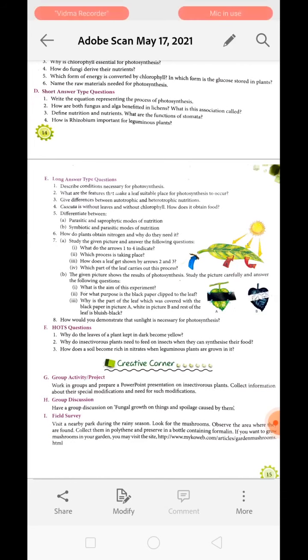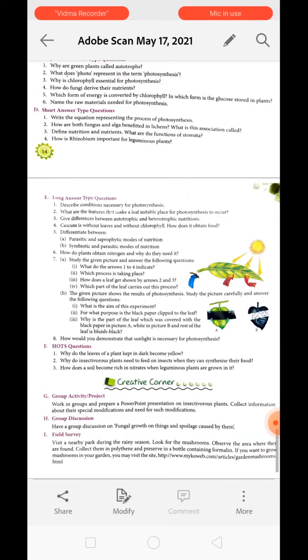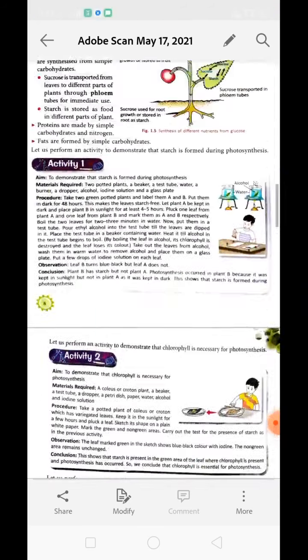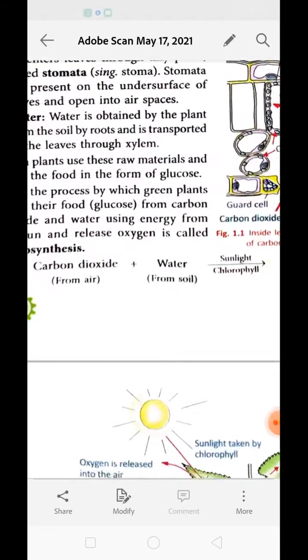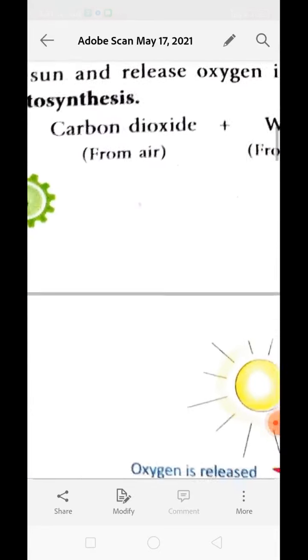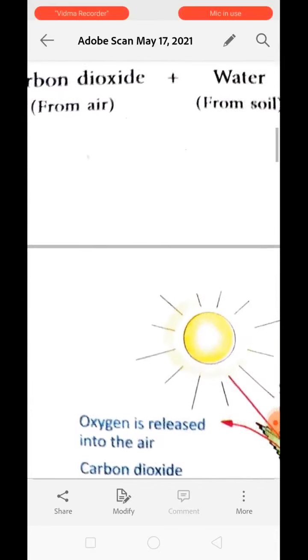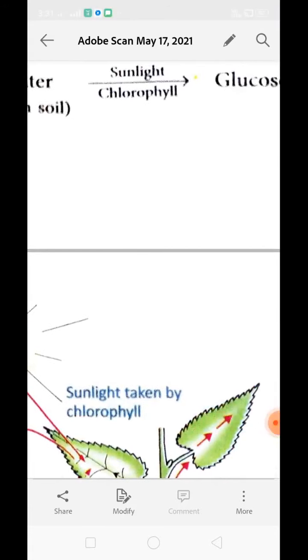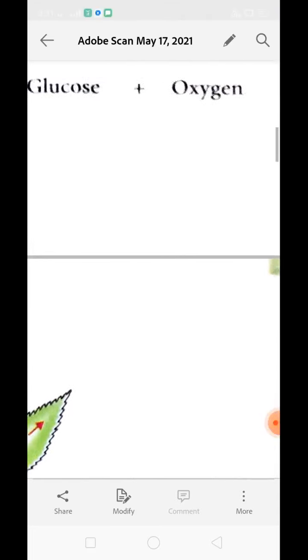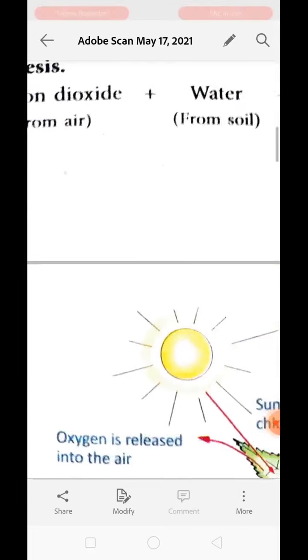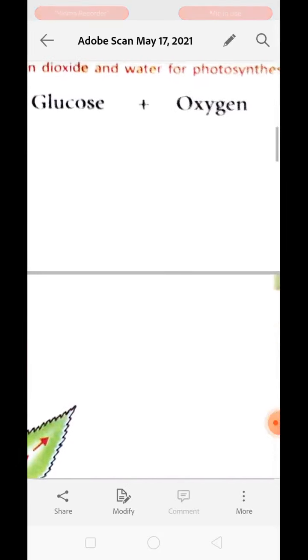Now section D. Answer the following questions, short answer type. First question, write the equation representing the process of photosynthesis. It is given on page number 6. Carbon dioxide plus water, with sunlight on the upper side and chlorophyll on the lower side, gives glucose and oxygen. This is your chemical equation for photosynthesis. Clear class? Next.